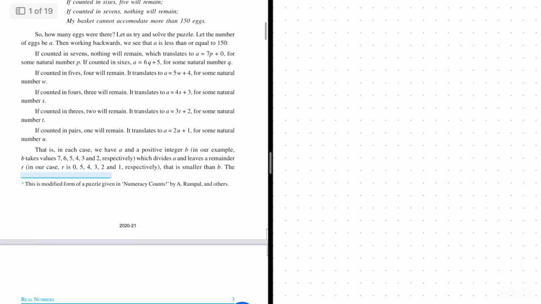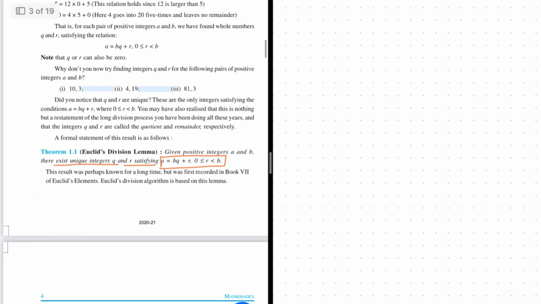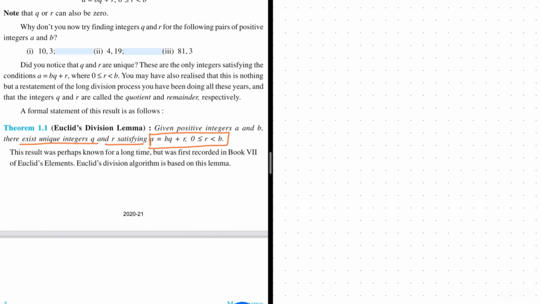For this we will be using a lemma which states: given positive integers a and b, there exist unique integers q and r satisfying the condition a is equal to bq plus r, where r lies between 0 and b. So this is the condition and this is the lemma. Using this lemma, we are going to calculate the HCF of two numbers.